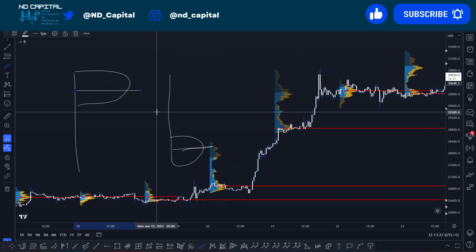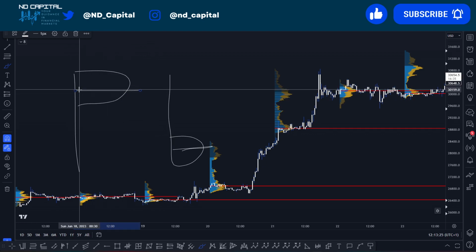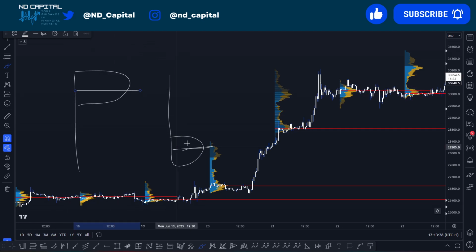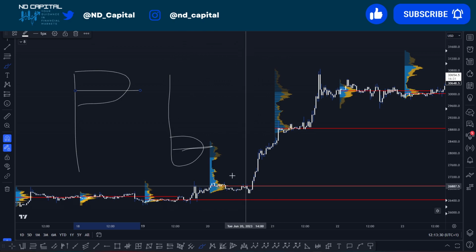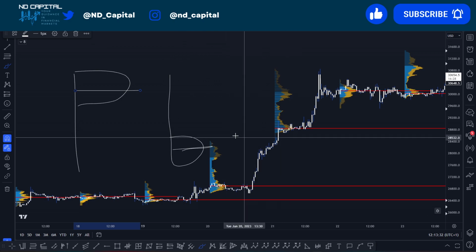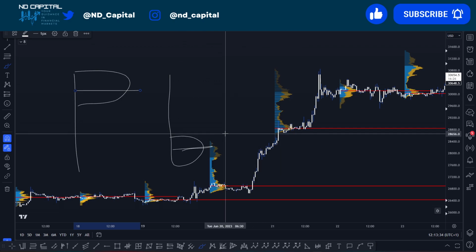Today we're going to talk about the volume profiles, capital P and small case b profiles, how you can use them, what they mean. What I want to explain first before we dive in is that you always want to monitor the context and where they appear.